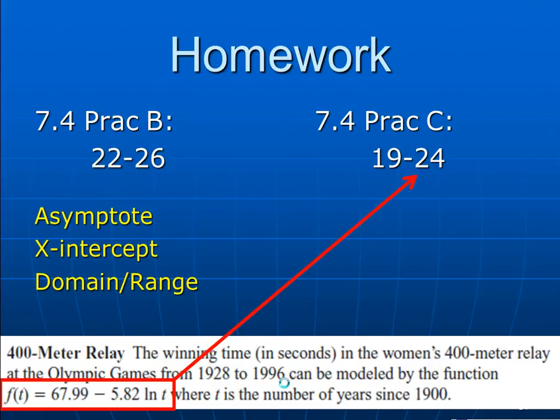For those of you who are gone, here is your homework. Make sure you recognize on practice C, those last couple questions are word questions. And here down in red, I have circled what the actual equation is. It's kind of hard to see it on there, but the equation for that question is 67.99 minus 5.82 natural log of t. That entire thing is your equation for that question. Okay, make sure you're doing the same thing. Asymptote, x-intercept, domain, and range.